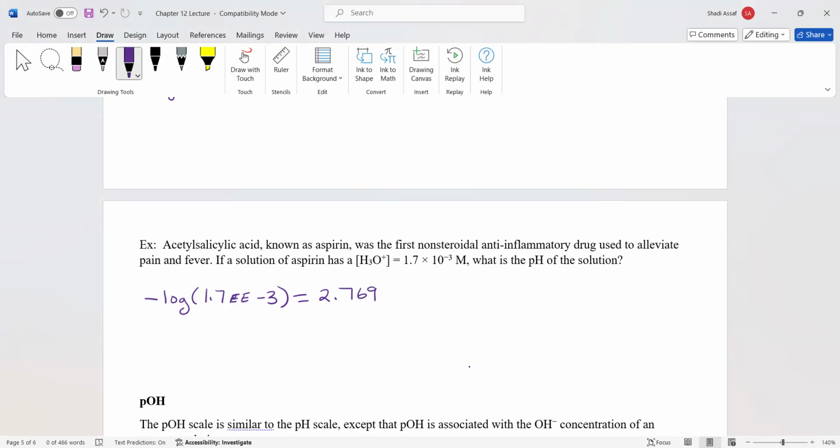Now, when it comes to rounding these, it's actually according to the decimal places. But for now, we'll just keep it at 2.8. So the pH would come out to be 2.8. So is this acidic or basic? It is acidic.